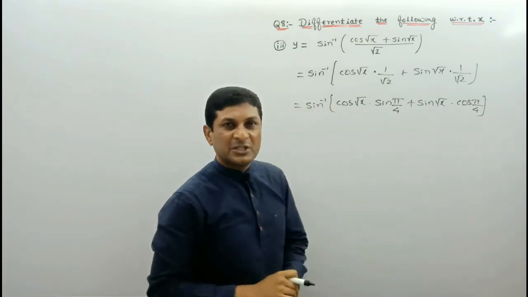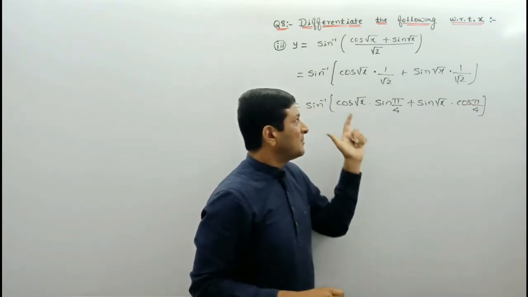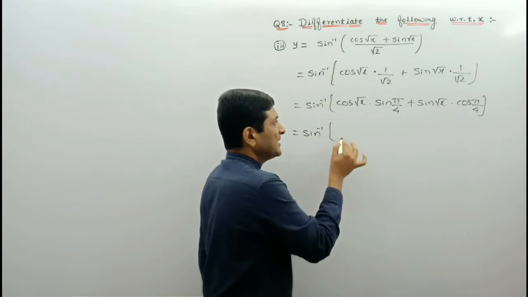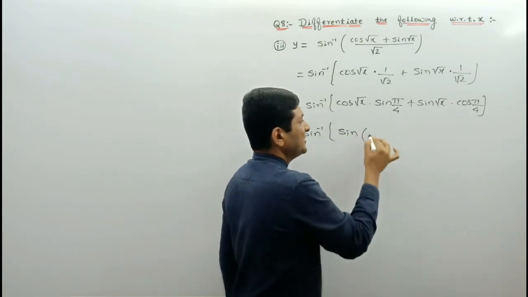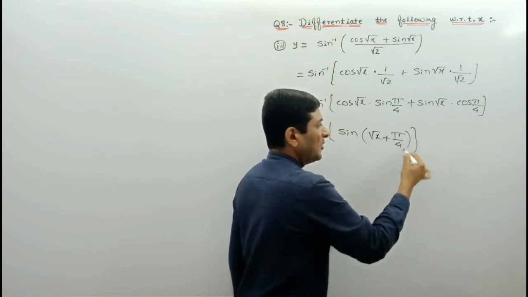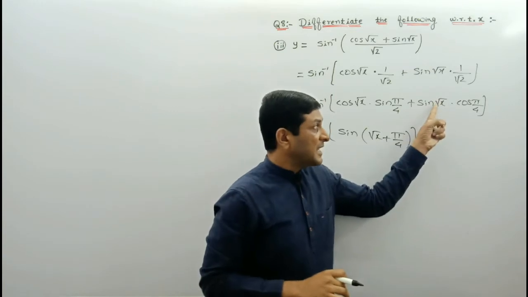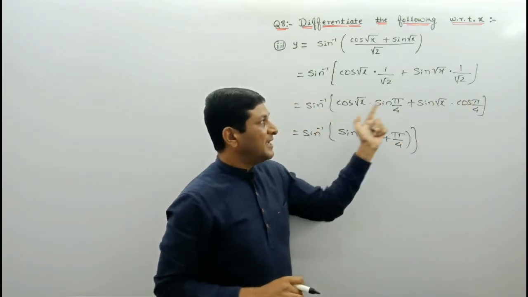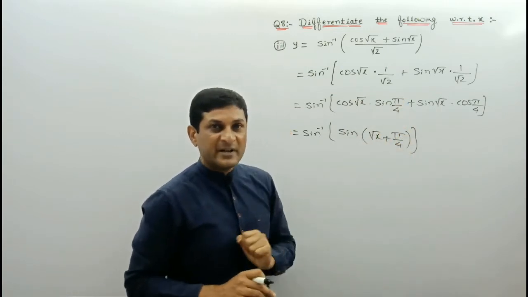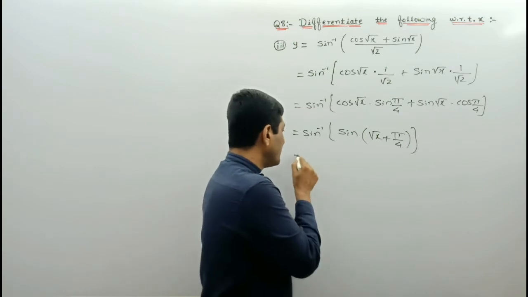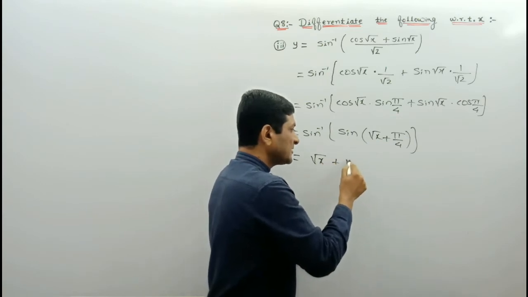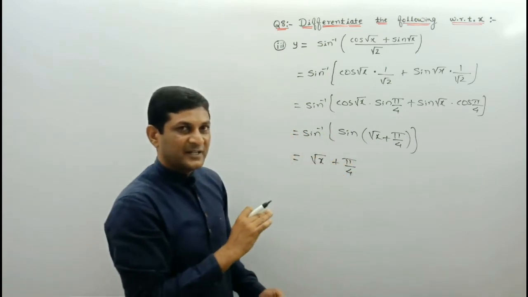So now the expression is in the form of sin A into cos B plus cos A into sin B, which is nothing but the value of what? Sin A plus B. So A means what here? Root x, and B means what here? Pi by 4. So plus pi by 4. Now we have converted it in terms of sin. So according to the property of inverse trigonometric functions, sin and sin inverse will get cancelled, and what is the remaining term? Root x plus pi by 4. In this way we have simplified the given function.